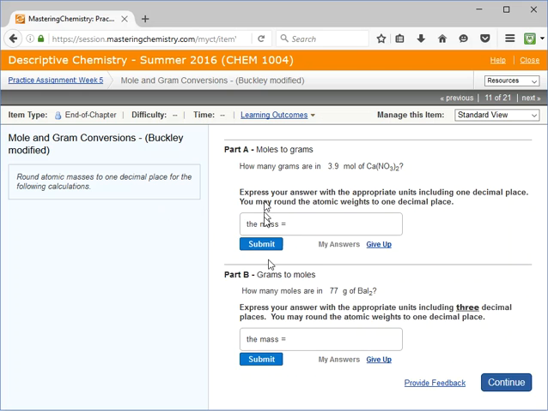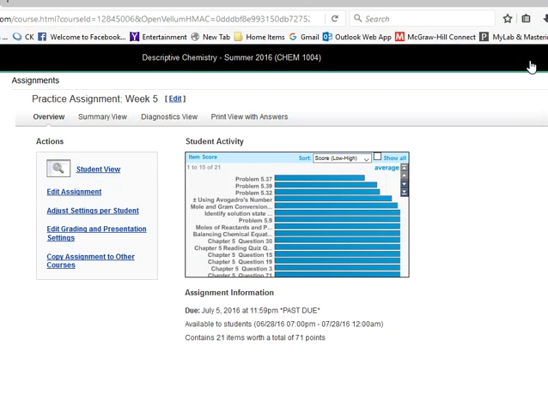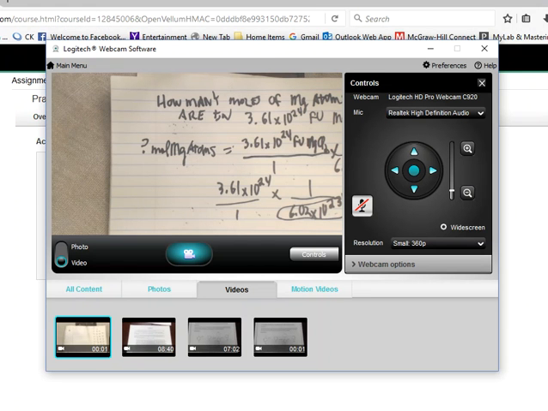And I don't really think we need to do that one. That's like we were just doing before, and same kind of thing we were looking at before. Mole gram types of conversions. Using the conversion factor approach, you can get every one of those. So that's everything you ever want to know about practice assignment 5. And for the last little bit, what we're going to do is look at quiz 4.